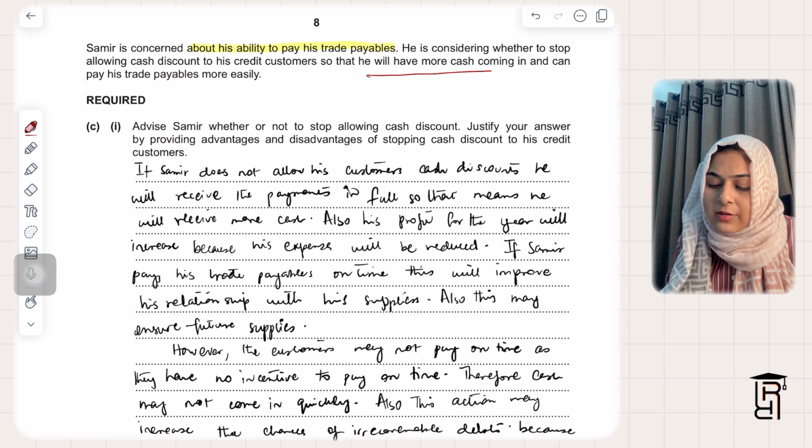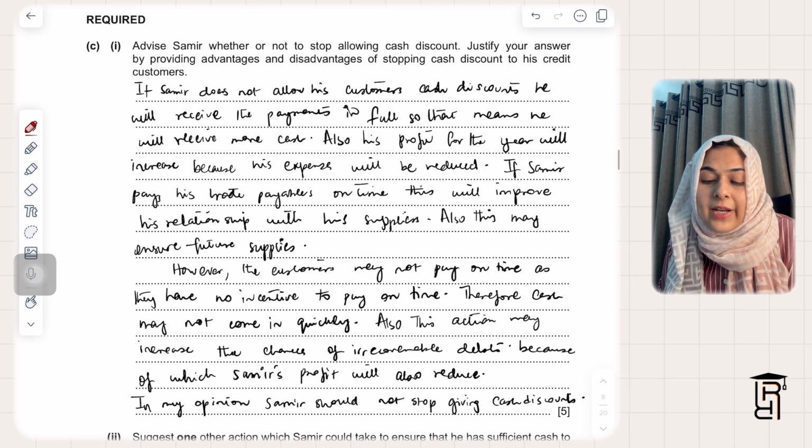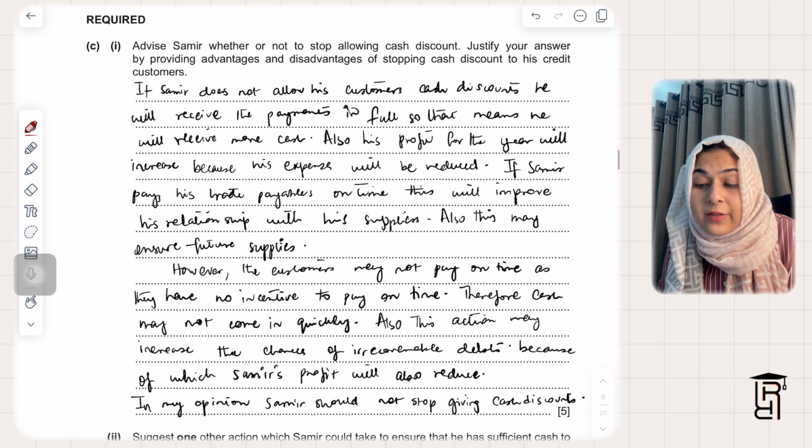I've written the answer already for you. So what I have written here: advise Samir whether or not to stop allowing cash discount. Justify your answer by providing advantages and disadvantages of stopping cash discount to his credit customers. So if Samir does not allow his customers cash discount, he will receive the payments in full. So that means he will receive more cash.